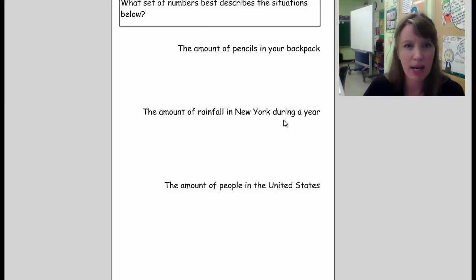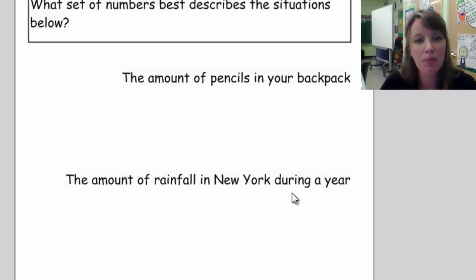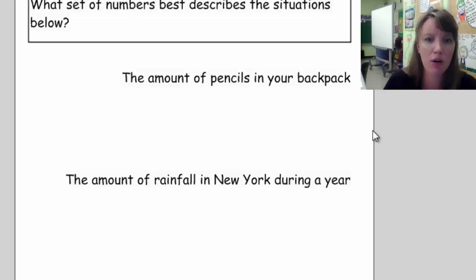So a lot of times we're asked to describe what set of numbers we would use in certain situations. So let's say the amount of pencils in your backpack. Now, if we thought about the amount of pencils in your backpack, well, there's a couple of different ways. It depends on if we allow for parts of pencils. So if we allow for parts of pencils, we could say that we have 2 whole pencils and maybe a half of a pencil, so about 2 1/2.